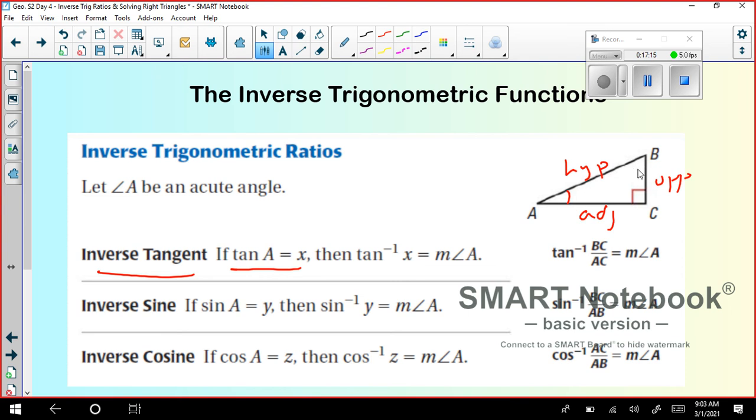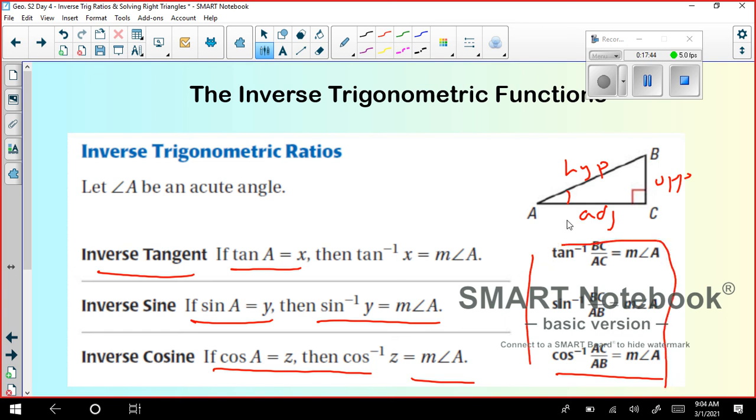With reference to B, once again the opposite and adjacent will get flipped, hypotenuse will remain the same. What does inverse of sine say? If sine A equals y, then sine inverse of y equals the measure of angle A. And inverse of cosine says that if cos A equals z, then cos inverse of z equals the measure of angle A. This is very important. You'll get more clarity on this when we solve problems.